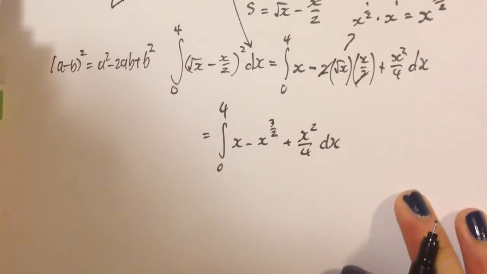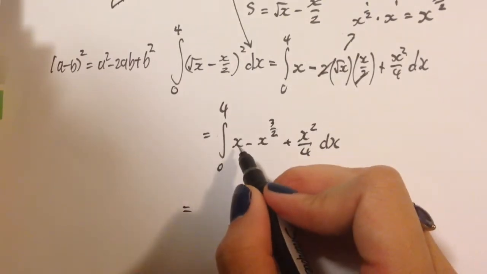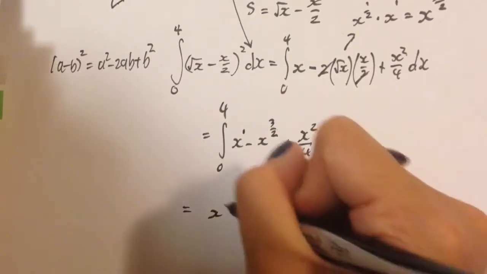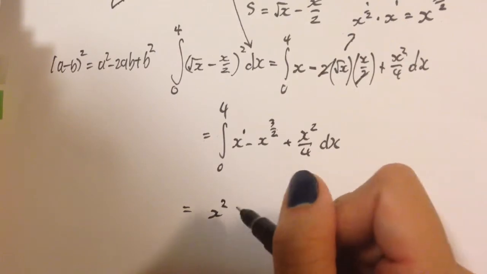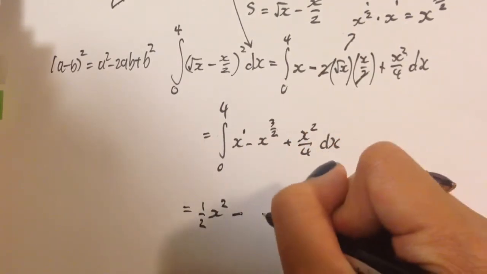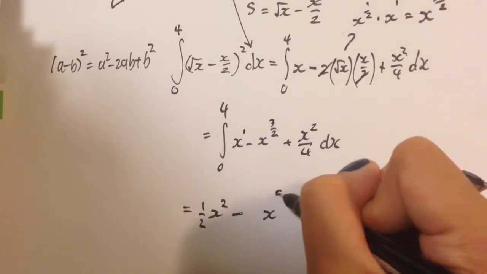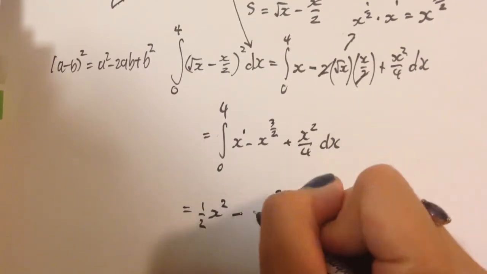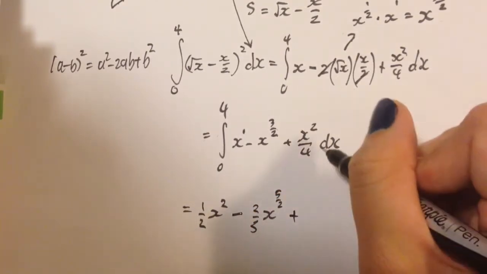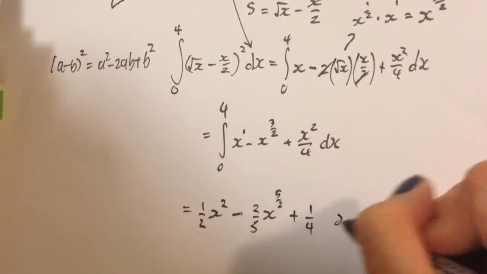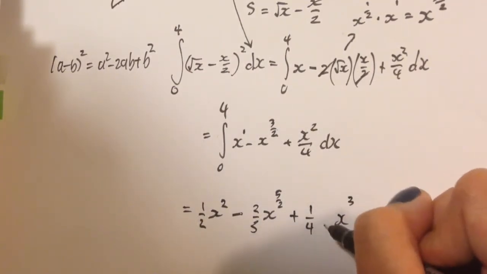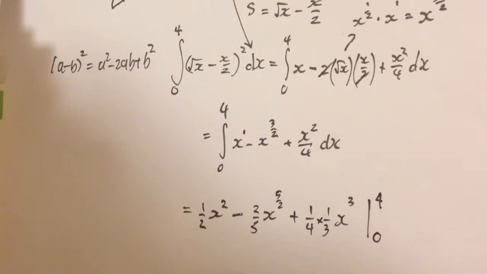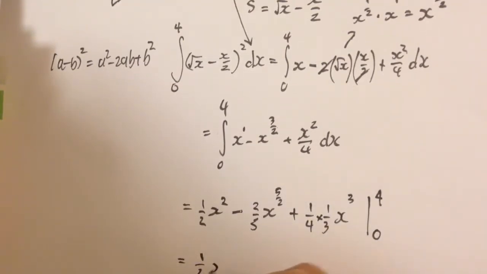Now we're going to anti-differentiate this. And so we know that this is basically x to the power of 1. We want to add another 1 to the exponent, that would be 2, multiplied by the reciprocal of 2, which is 1/2, minus x to the power of 5 divided by 2, because 1 plus 3 divided by 2 equals 5 divided by 2, multiplied by its reciprocal, which is 2 divided by 5, plus, we're going to keep the coefficient, so 1 divided by 4, and x to the power of 3 times its reciprocal, which is 1/3. We're going to put the upper limit 4 and lower limit 0 there. So we're going to simplify this to make it look better.